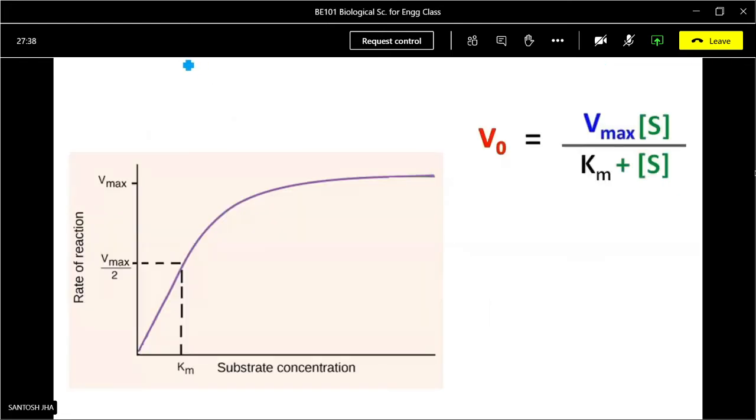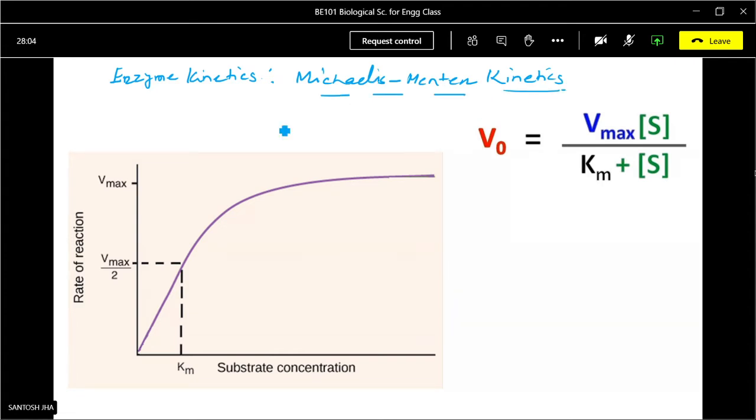Okay, next is enzyme kinetics. This is known as Michaelis Menten kinetics, given by Michaelis and Menten. According to this Michaelis Menten kinetics, previously we had to derive the mathematical form of this kinetics. But now we have only the mathematical formula, so there is no need of derivation.